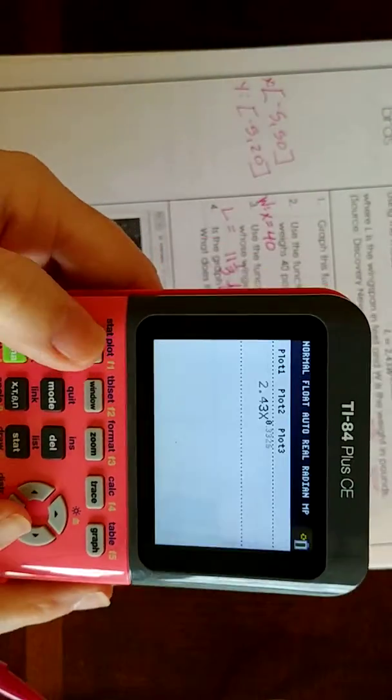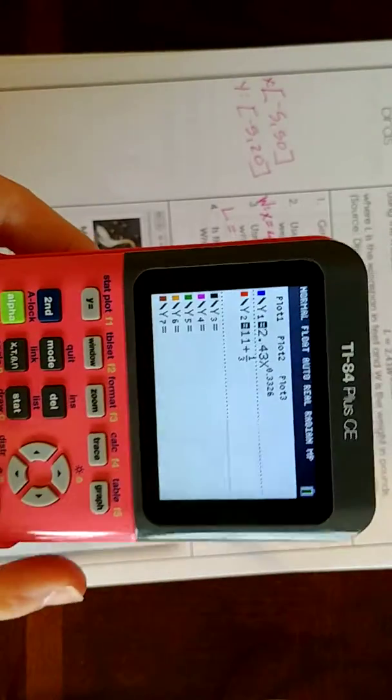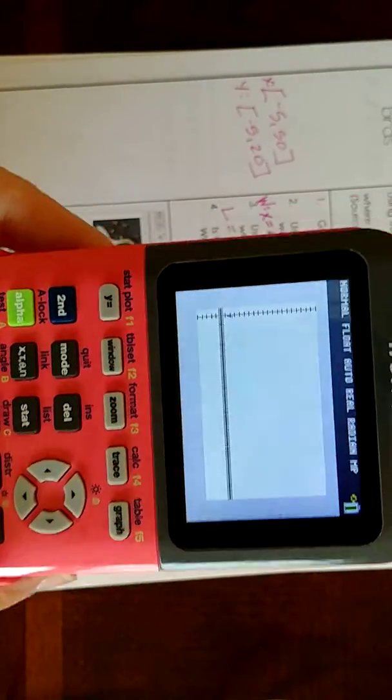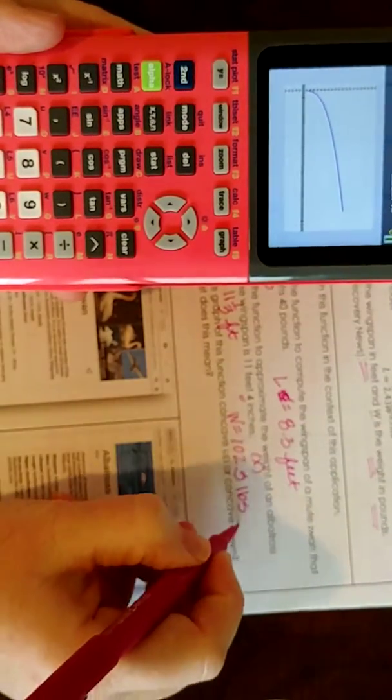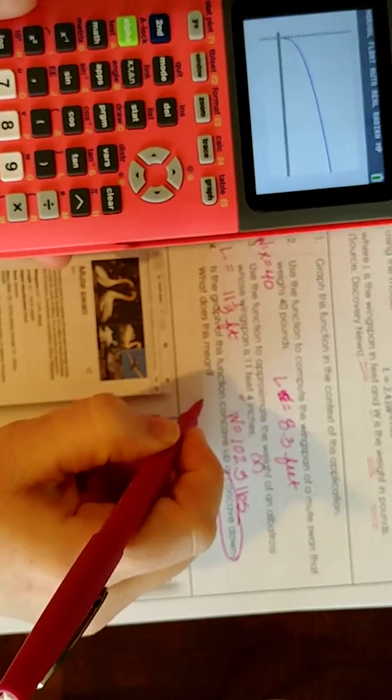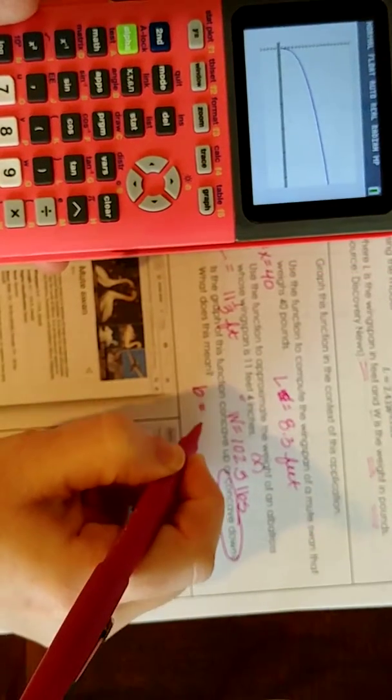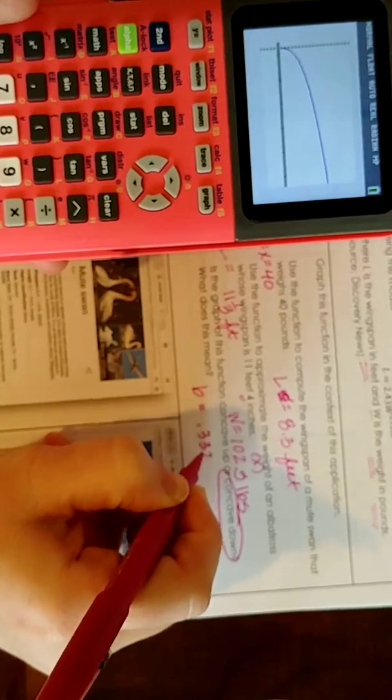Okay, is the graph concave up or concave down? So we can see that it is concave down. And what that means is that my B, which is 0.3326, is less than 1.